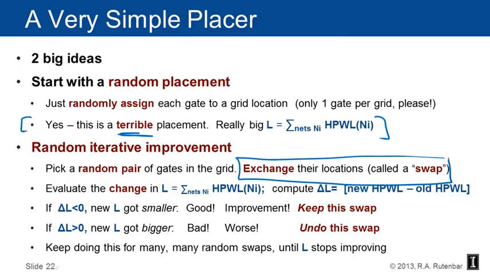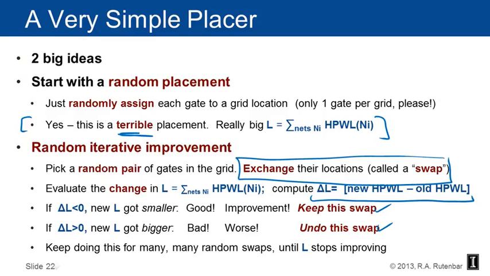So what do you compute? You compute the change in the wire length. You compute the new total half perimeter wire length, subtract the old half perimeter wire length, delta L. And delta L is an indication as to whether the exchange of those two gates, the swap of those two gates, made the placement better or made the placement worse. If delta L is less than 0, the new total wire length got smaller. That's good. That's an improvement. You just made the placement better. Keep it. If delta L is bigger than 0, the new total wire length is bigger. That's bad. You just made the placement worse. Undo it.